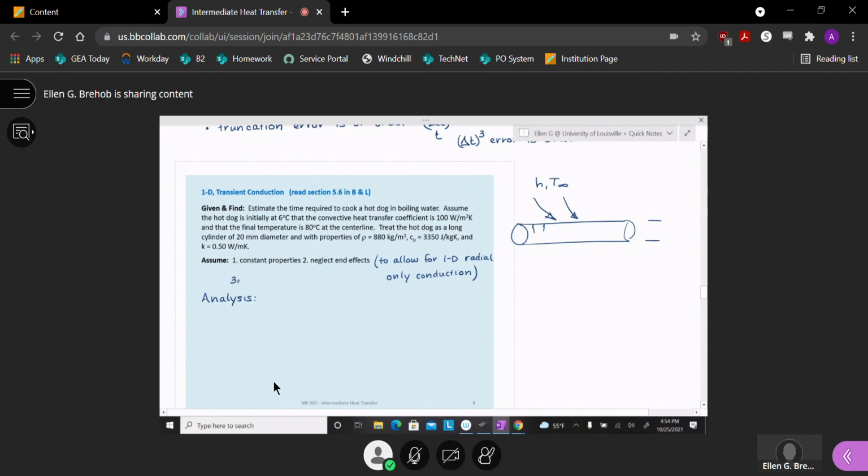Okay. They told us that we put this hot dog in boiling water. So one of the things we need to estimate is T infinity, and we're going to assume we're at sea level so that T infinity for boiling water is going to be 100 degrees C. Okay, so our first thing is we're going to check to see if lumped capacitance is valid.